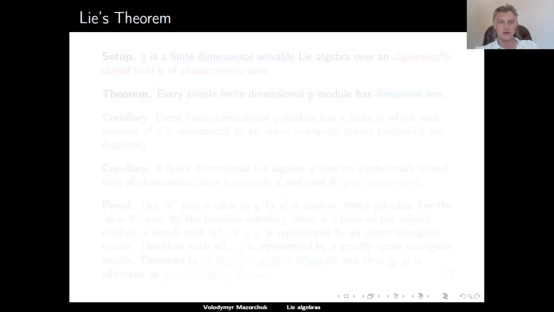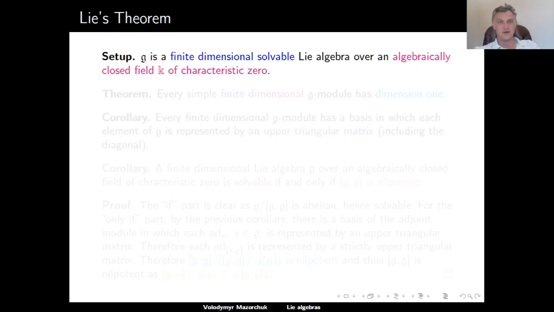The most important property of solvable Lie algebras is called Lie's Theorem. So the setup for this theorem is as follows. G is a finite dimensional solvable Lie algebra, and we work over an algebraically closed field K of characteristic 0. The statement of the theorem is that every simple finite dimensional G module has dimension 1. Note that we work over an algebraically closed field K of characteristic 0.